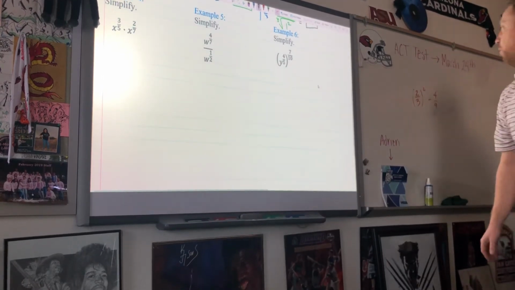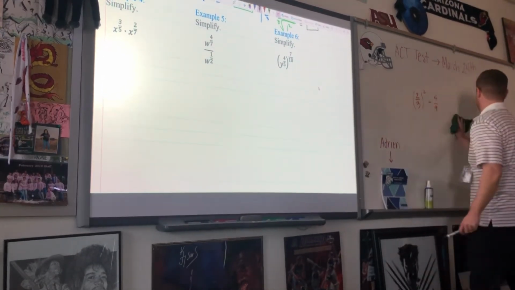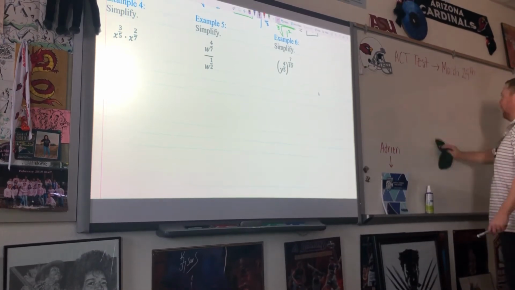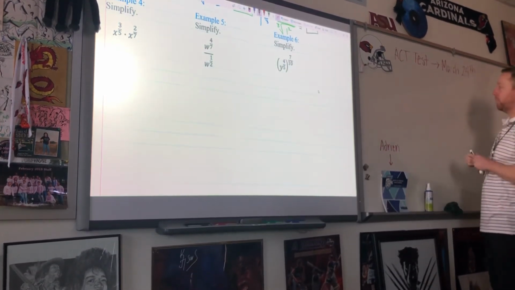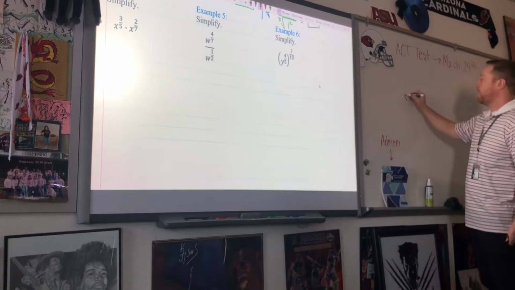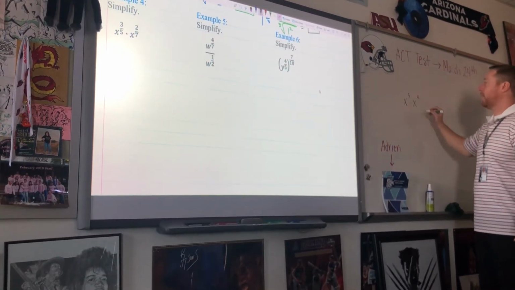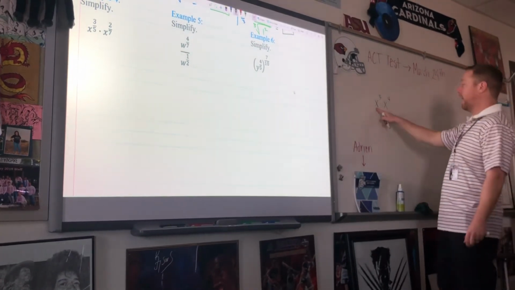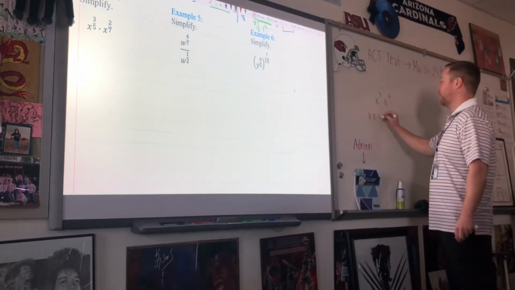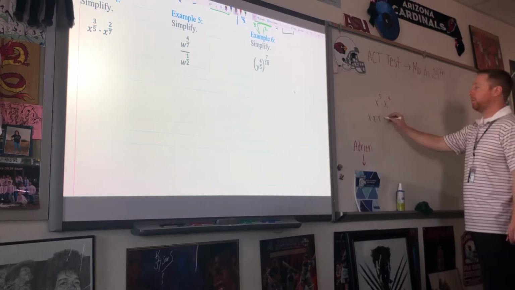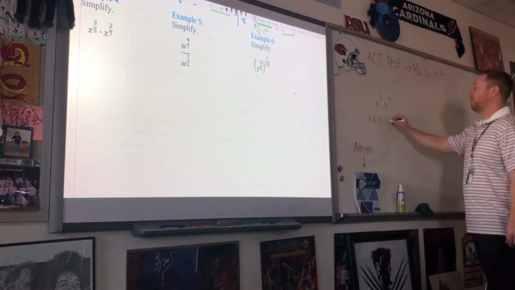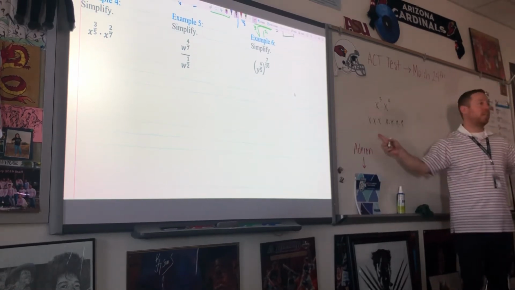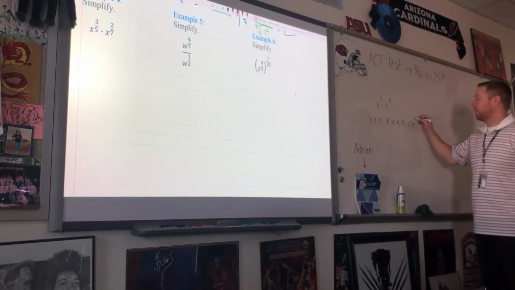All right, example 4. We've got the same base, and we are multiplying. So here's just a reminder without fractions. If we had x cubed times x to the 4th, I told you to visualize it like this. X cubed is x times x times x. This multiplication dot goes in the middle. X to the 4th is x times x times x times x. This is clearly the definition of x to the 7th power.